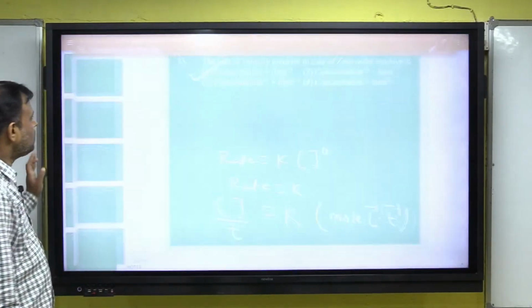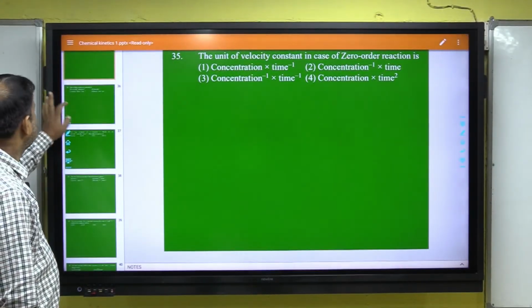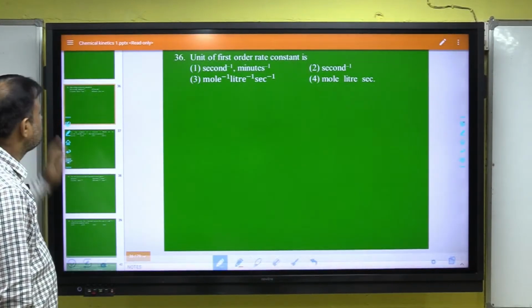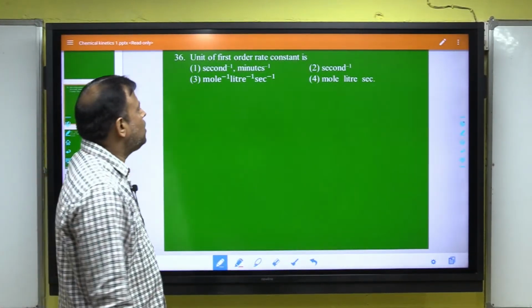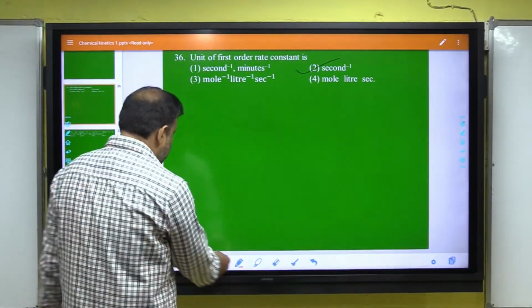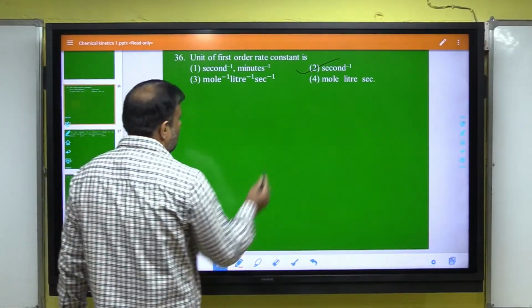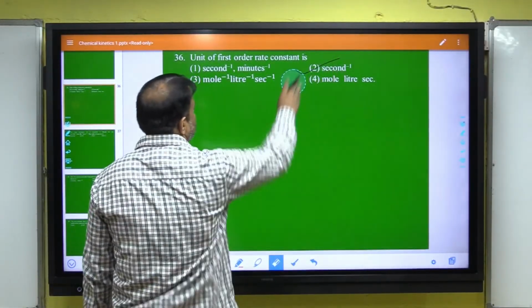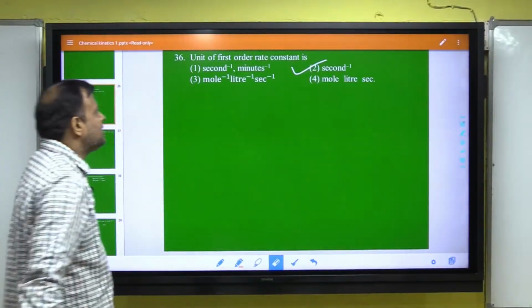Next, 36. Unit of first order rate constant. Many times repeated. Option number 2. Time inverse, that means second inverse.